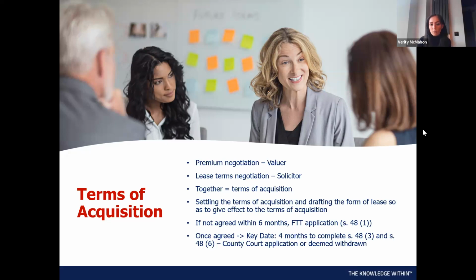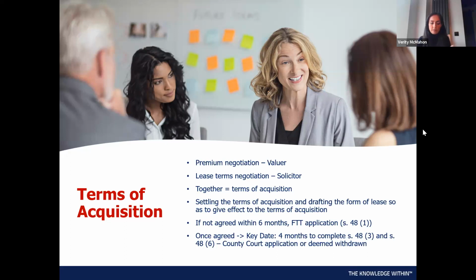You have to be careful with the dates. Both the premium and the lease terms have to be agreed within the 6-month negotiation period after the date of the counter notice. Always note what is agreed within the counter notice. It could be that they haven't disputed the lease terms and it's only the premium negotiation in dispute. Therefore, the date that the valuers agree will be the terms of acquisition, and vice versa.